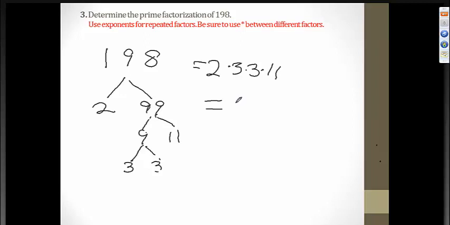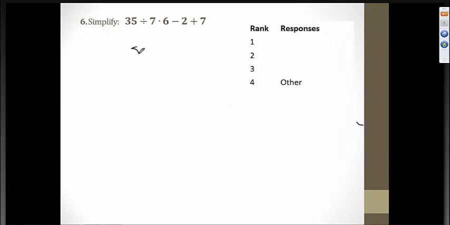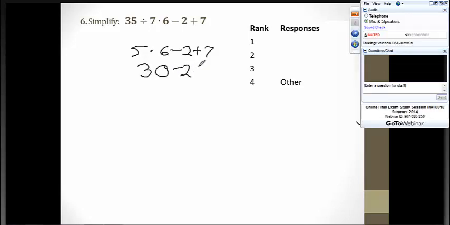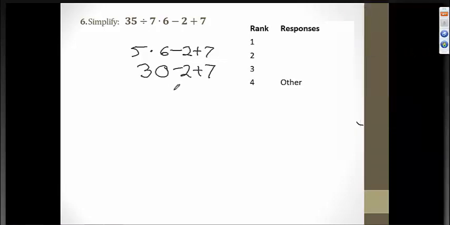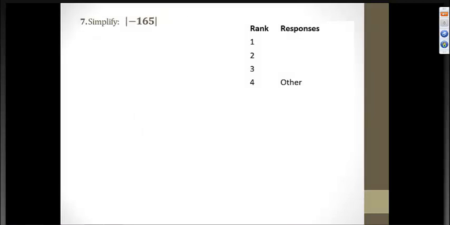All right, number 6. We're now dealing with another order of operations question. Let's see. We get 5 times 6 minus 2 plus 7. Now, I had to do the division first because the division was to the left of the multiplication. Now I would have to do the multiplication, which would give me 30 minus 2 plus 7. Now, 30 minus 2 is 28. When I have addition and subtraction, I just have to go from left to right. So that's going to be 28 plus 7, and my final answer is going to be the sum of the two, or 35.